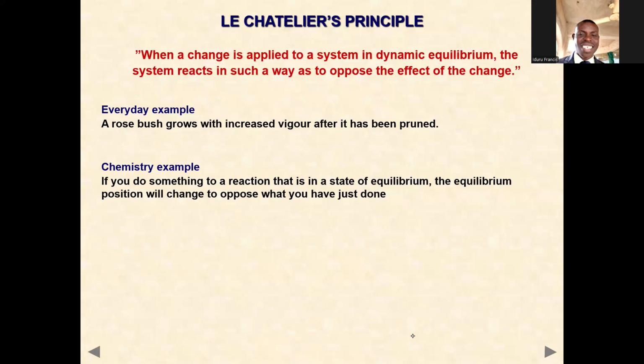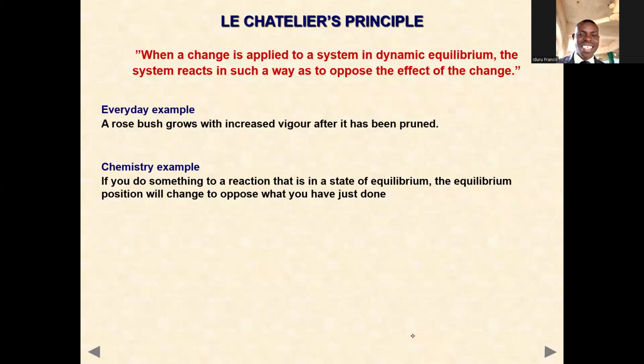The next slide is talking about another law, or we call it a principle, of chemical equilibrium. You must know this one. Now, let me explain the principle of chemical equilibrium called Le Chatelier's principle. It simply states that when a change is applied to a system, what do you mean by system? A system is a chemical reaction. So a chemical reaction is equal to a system. So when there's a change in a chemical reaction that is in a dynamic equilibrium, what do you mean by dynamic equilibrium? Dynamic equilibrium means that the rate of forward reaction is equal to the rate of backward reaction.